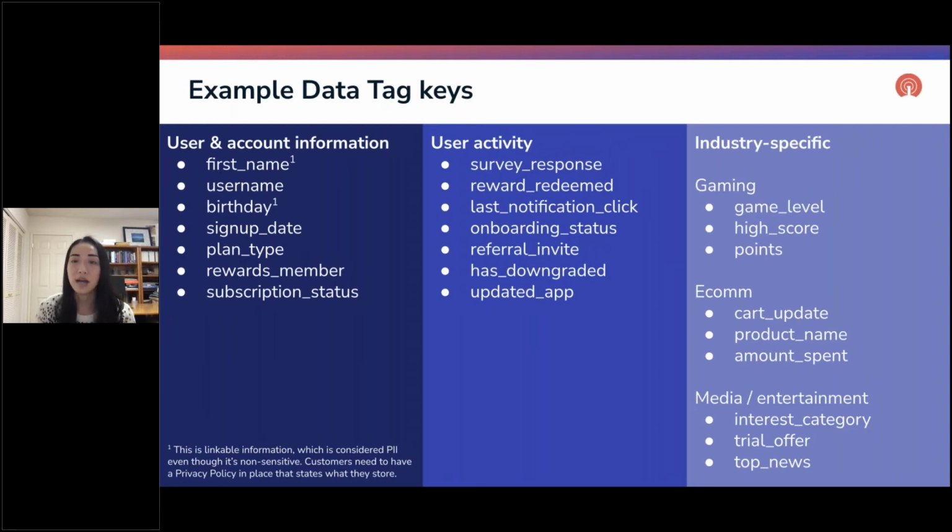With that said, these are really powerful things that help improve engagement. Some industry-specific examples are on the right. For gaming, you can store high scores and levels. For ecommerce, you can store product name, how much you spent, things like that. Media and entertainment really care about the topics that people are interested in, or they might want to track trial offers, subscriptions, things like that. So it's super powerful, but again, you want to make sure that you're tracking the data that is really important to you.